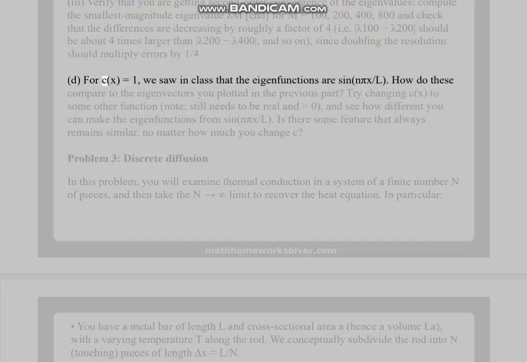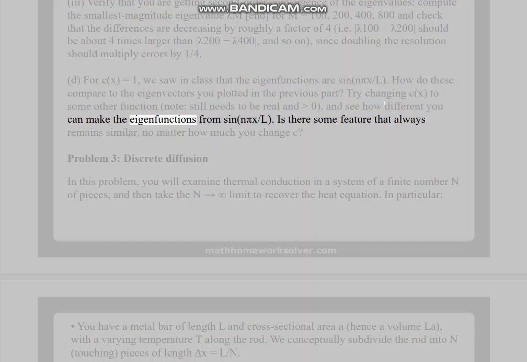d. For c(x) equals 1, we saw in class that the eigenfunctions are sin(n pi x/L). How do these compare to the eigenvectors you plotted in the previous part? Try changing c(x) to some other function (note, still needs to be real and positive) and see how different you can make the eigenfunctions from sin(n pi x/L). Is there some feature that always remains similar, no matter how much you change c?